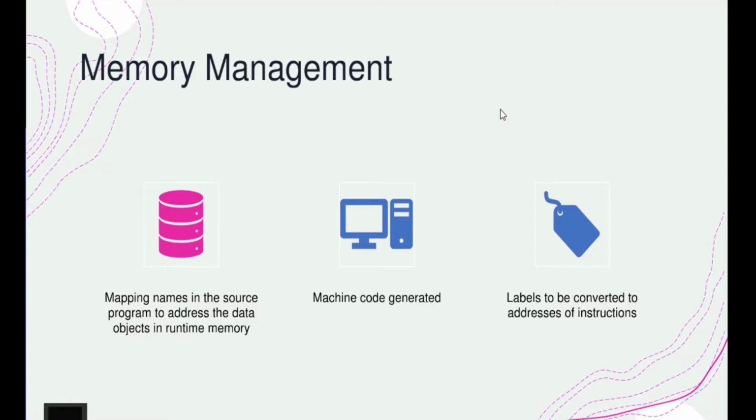First is the names: the variables that are used in the source program have to be mapped to their addresses. After that only, machine code will be generated. Then along with that, the labels present in the 3 address code also have to be converted to their respective register level instructions.